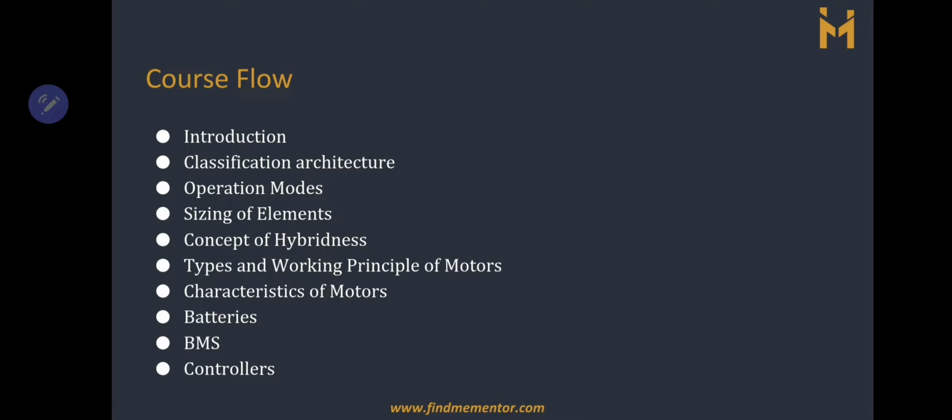We'll then move into the classification of architecture. In the classification of architecture, we'll have an understanding of various architectures like BEVs, HEVs, PHEV, MHEV, we'll have REEV, we'll have FCEV. So we'll have these different architectures in detail. We'll see this in the classification of architecture section. That's section two.